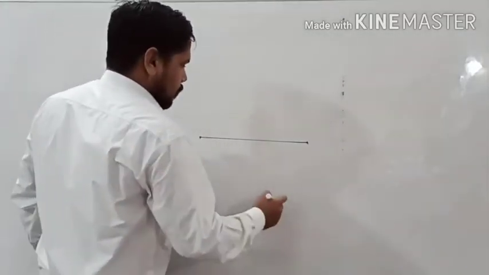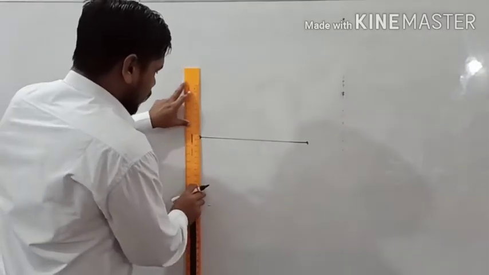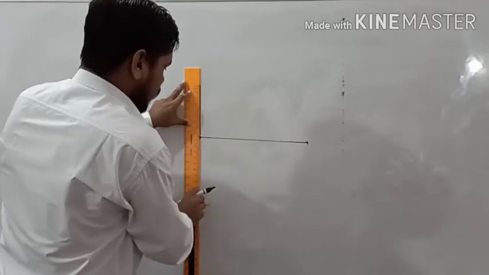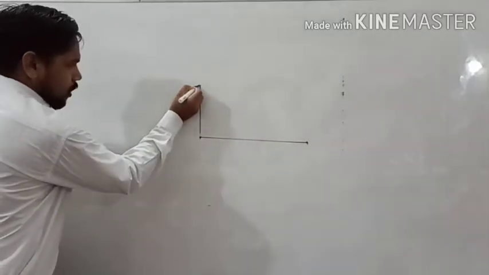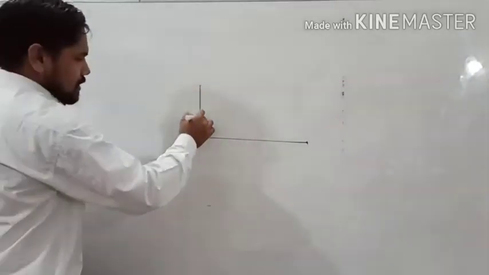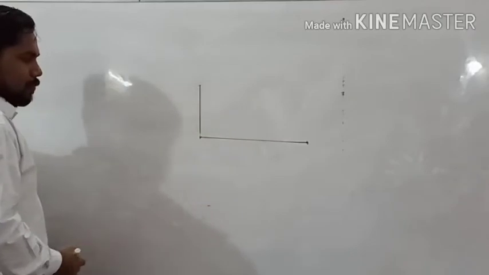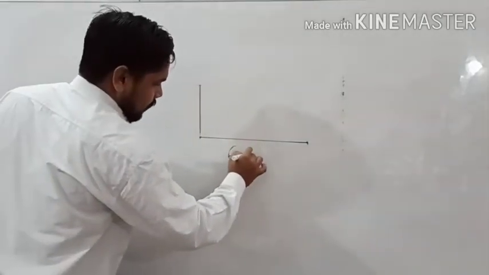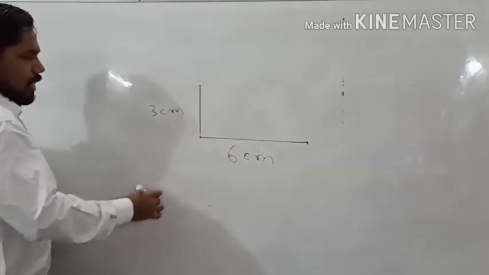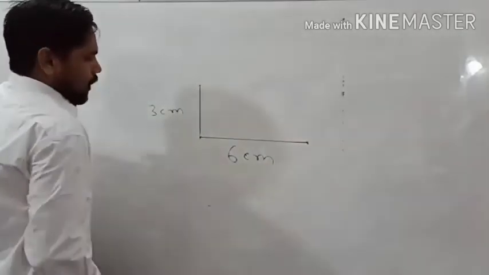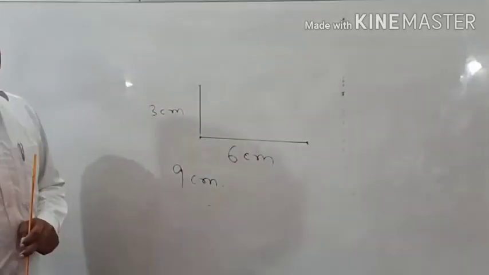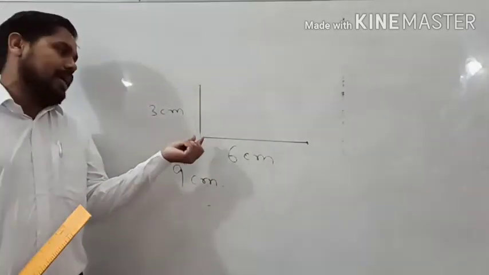After that, if I draw one more line here, and I ask you to find the total length of this side and this side, then you will measure this side length and this side length. Suppose this side is 6 centimeter and this side is 3 centimeter, then the total length from here to here will be 9 centimeter, right?